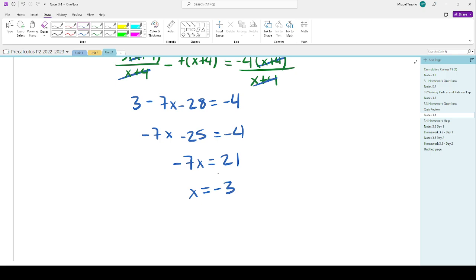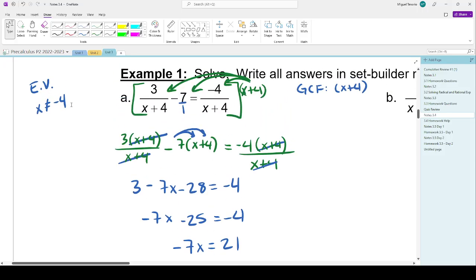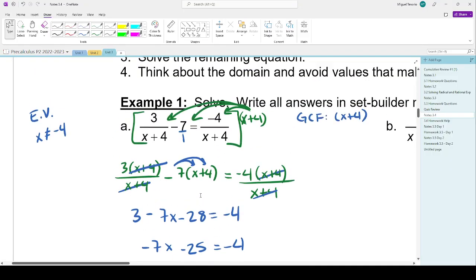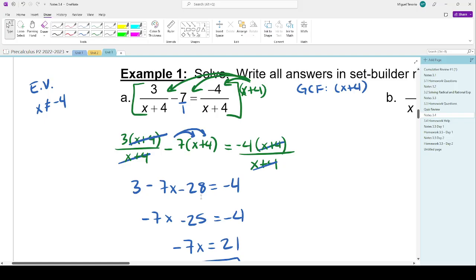Now, normally we would plug it in and say, hey, did I break my equation? But that's where our excluded values come into play. The only excluded value I had was negative 4. And since my answer did not come out to negative 4, guess what? We're done. That's our first one there. So now let me show you what happens when things get a little more complicated, but definitely pause the video here if you need to look back at any of the work, replay anything before you move on.